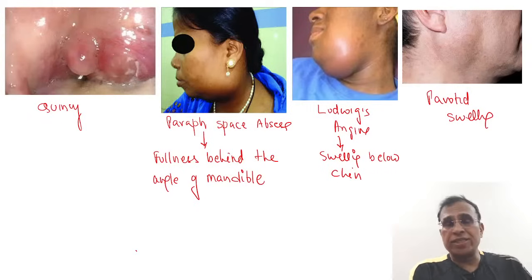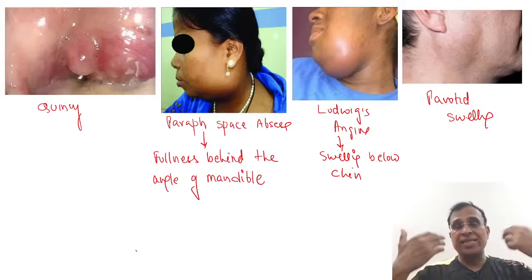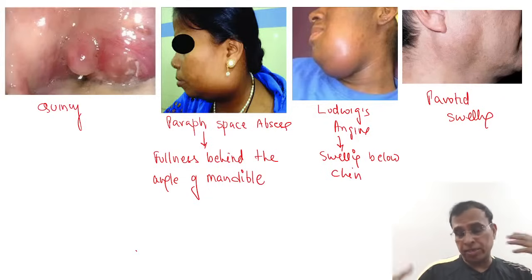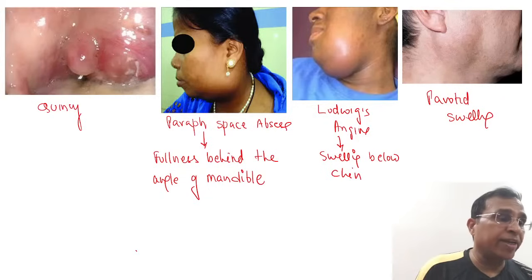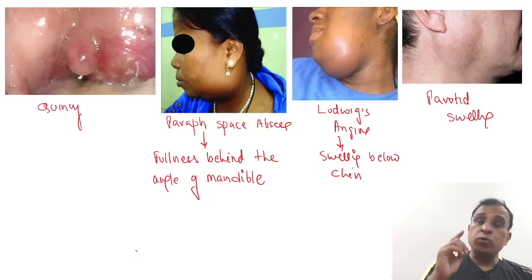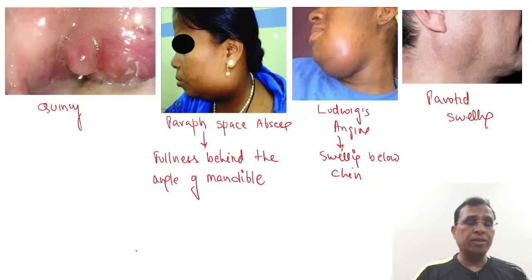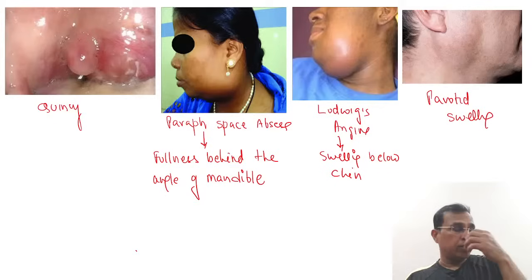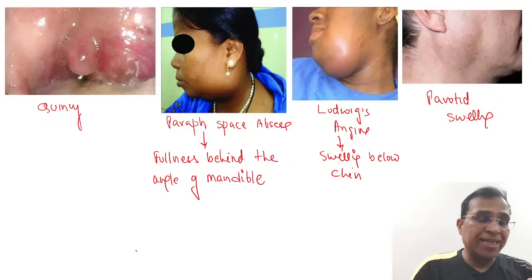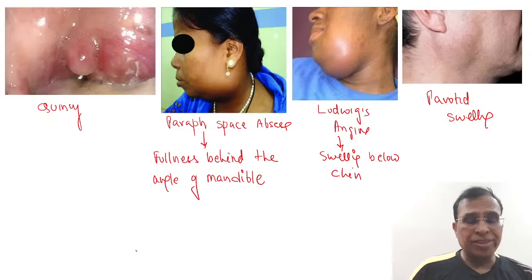So the first one is the swelling of quinsy. Quinsy will never cause swelling outside. Quinsy swelling is always inside. As you can see, the tonsil is enlarged. Somebody was asking me the grade. Suhana Purohit was asking about grade. In quinsy there is no grading. Grading happens in tonsillitis. This is not tonsillitis, this is quinsy. Tonsillitis has grading. Quinsy has no grading.